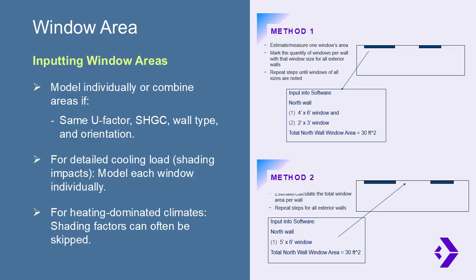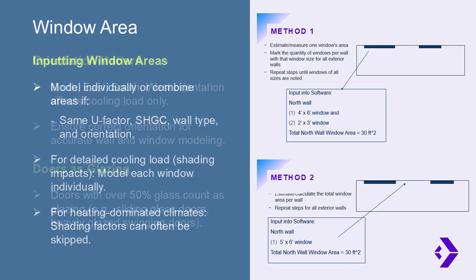If you want to model the cooling load with a high level of detail by capturing the shadow impacts of overhangs and side fins, then you should definitely model each window individually. But for heating-dominated climates, the impact of those shading factors is pretty minor, and you're more interested in getting the heat load exact, so those can be safely skipped in most cases.